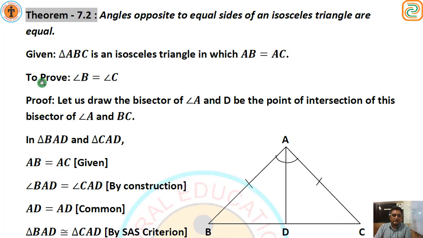Let us draw the bisector of angle A. Angle A is bisected by AD. AD is the bisector of angle A. Now friends, let D be the point of intersection of this bisector of angle A on BC, right?